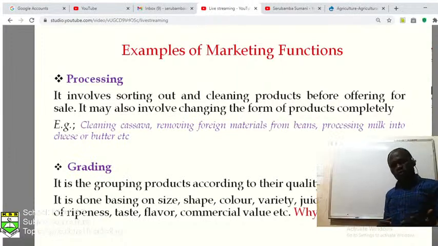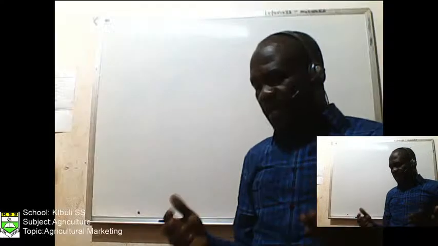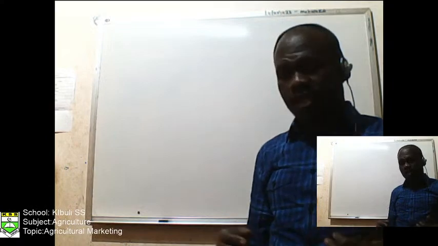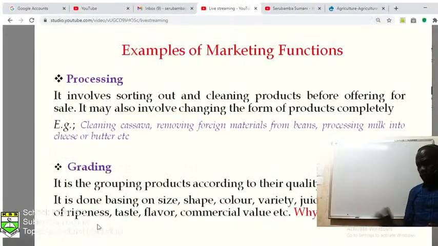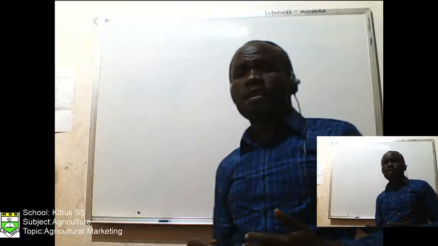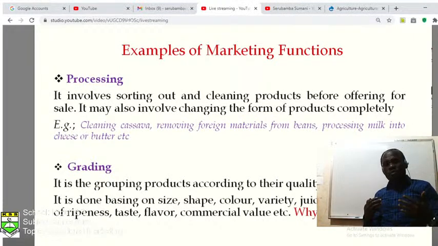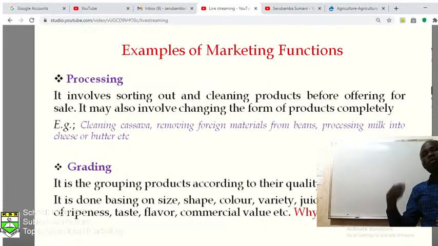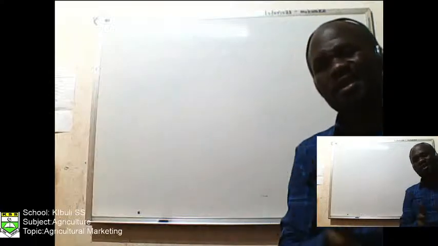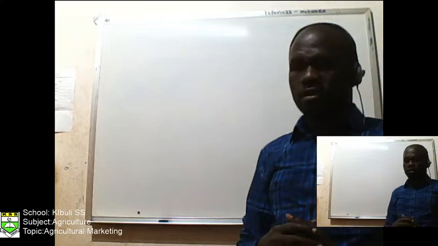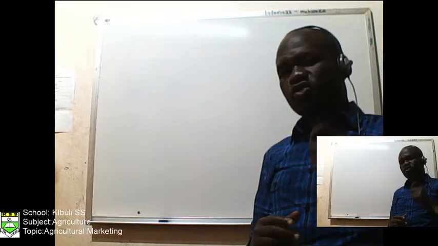Okay? Then two, the other example of a marketing function in agricultural marketing is grading. Okay? I know you're very familiar with this word grading. Just try to remember when you were in school, maybe during your time of promotion from senior 3 to senior 4, you were graded. Now, grading means putting products according to quality. The products of the same quality are put together. That's what you call grading. And it's a very important aspect in agricultural marketing.